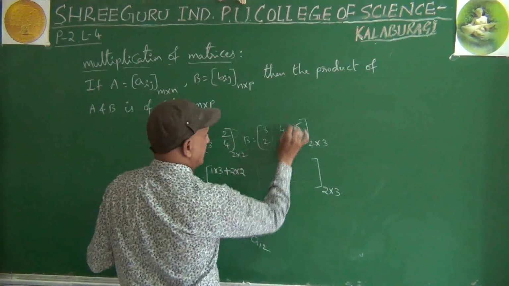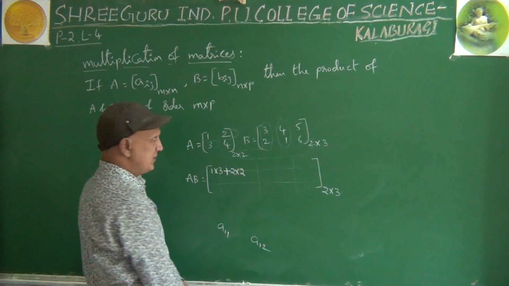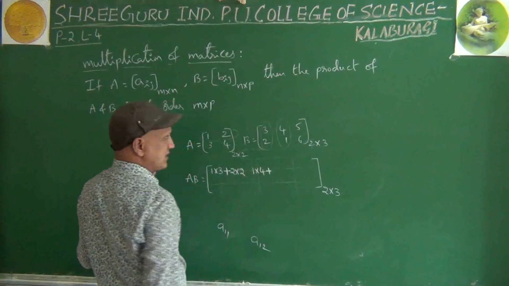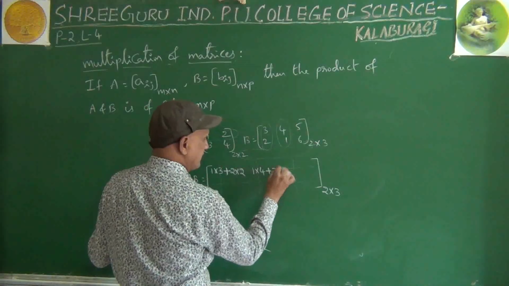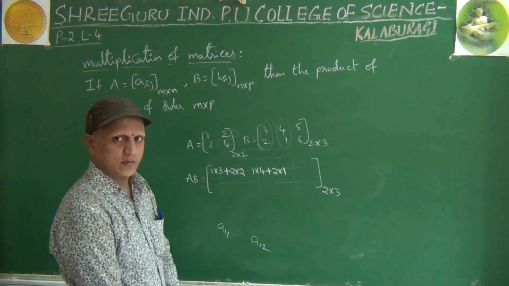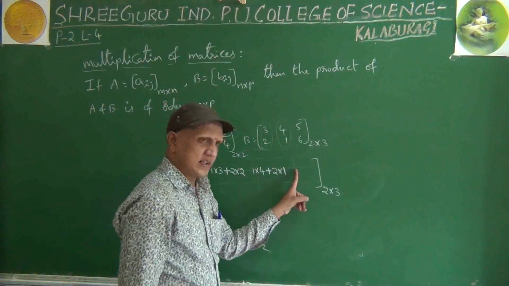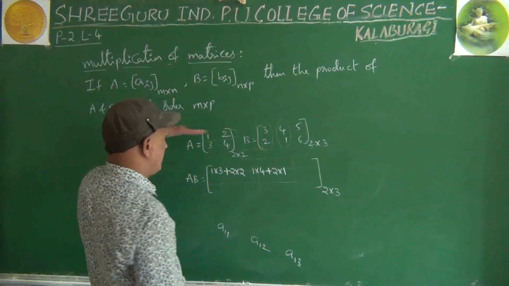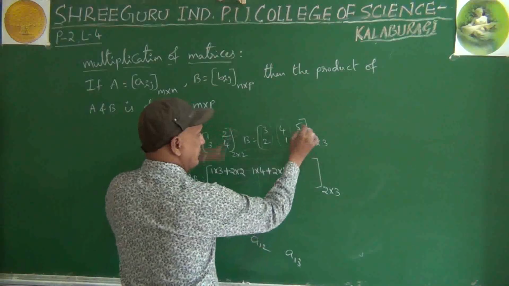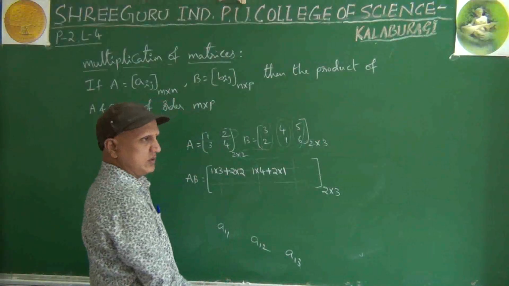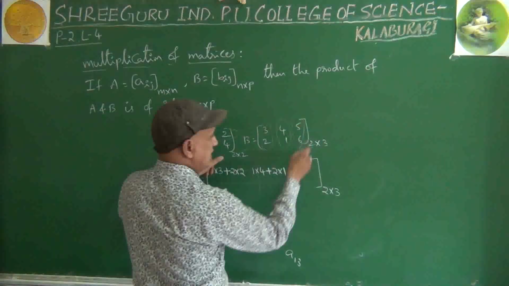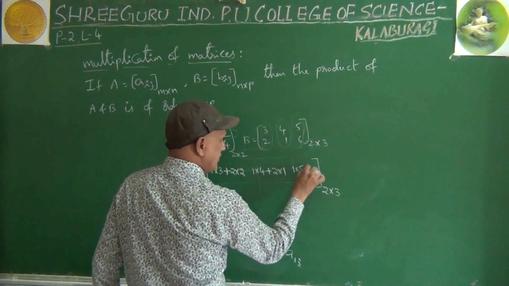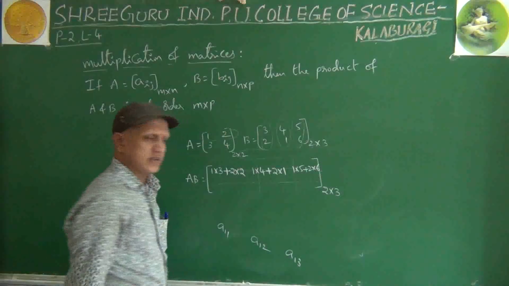First row, second column. Okay? 1 into 4 plus 2 into 1. Right? What is the address for this one? First row, third column. First row, third column, 5. 1 into 5 plus 2 into 6.